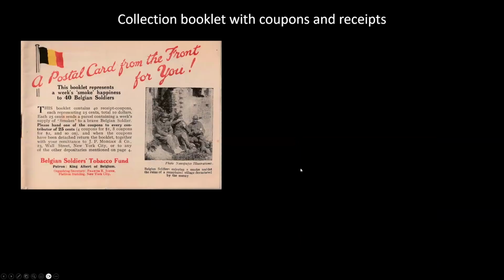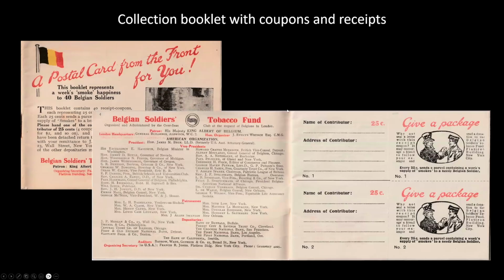Somewhere along the line, and I don't remember where I got this, I bought this collection booklet for the Belgian Soldiers Tobacco Fund. So it's a complete booklet. A couple of the pages inside got stuck together, but it's complete. It's got some information here about the fund and the different amounts of cigarettes and tobacco that you could send. And it's got 40 coupons here. So the person who had the booklet would collect 25 cents from 40 different people and give them a coupon when they donated 25 cents. And then once you collected all 40 coupons, you would send that money to the tobacco fund, and they would send the cigarettes overseas. So this is a really cool piece of ephemera that helps me to tell that story.